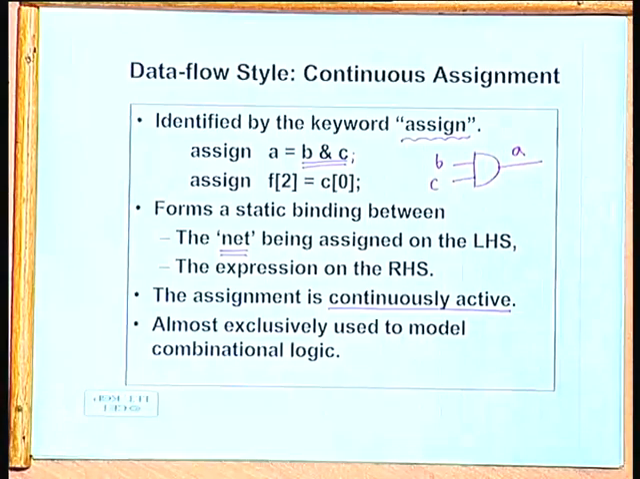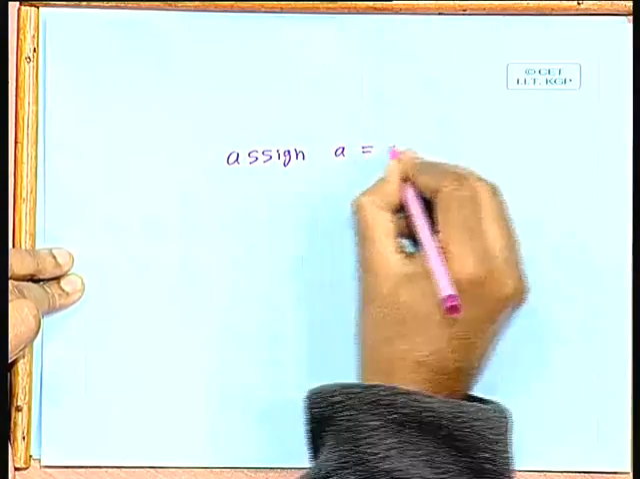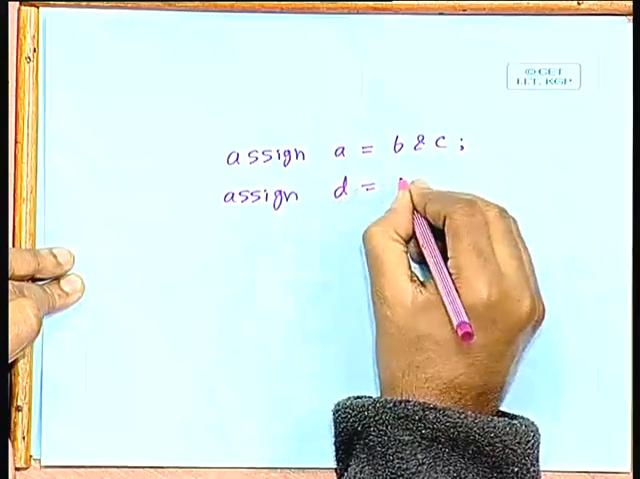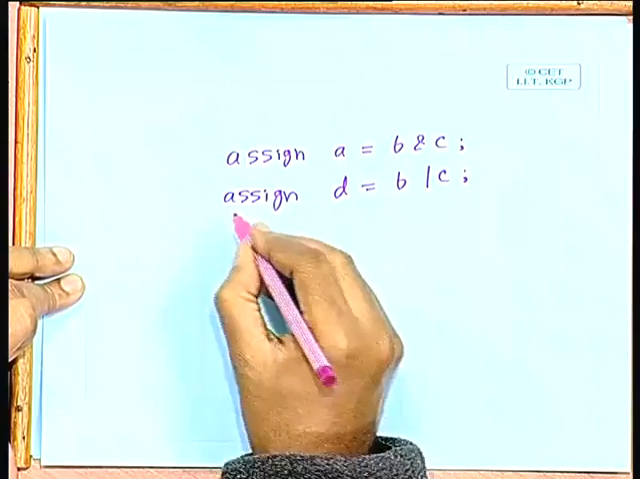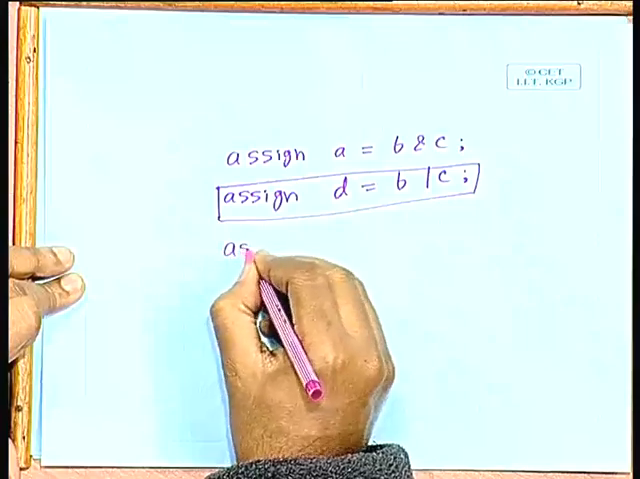Okay. So, the question is that in a program, if there are two continuous assign statements, say assign A equal to B and C, and there is another assign, A equal to B or C. Oh, you are saying that the second assign is also on the same variable. On the same variable.